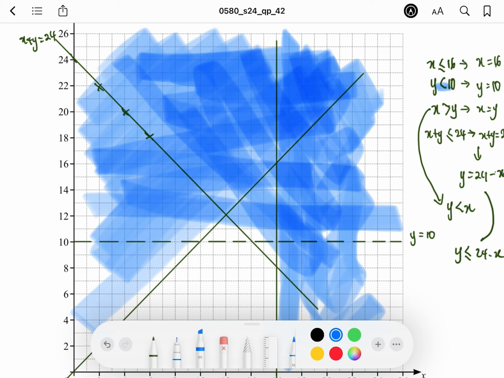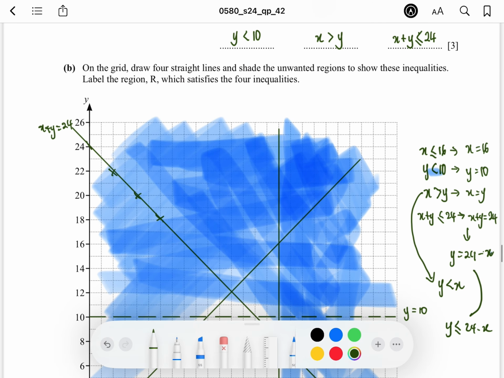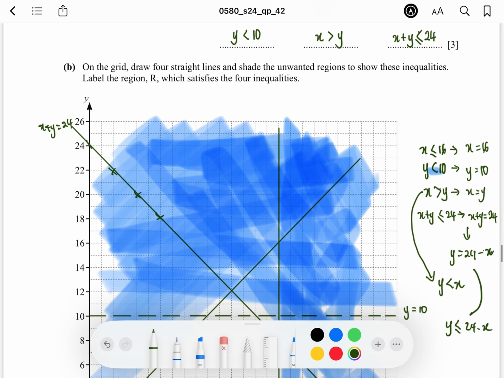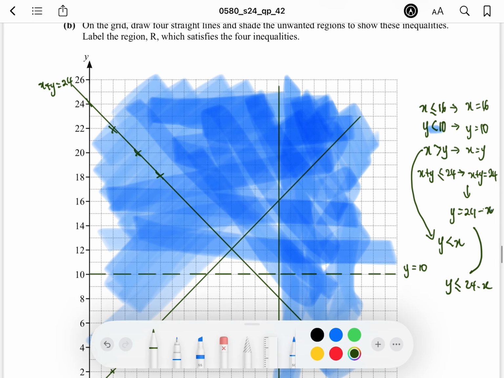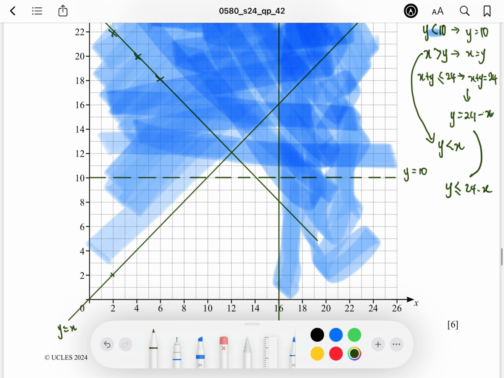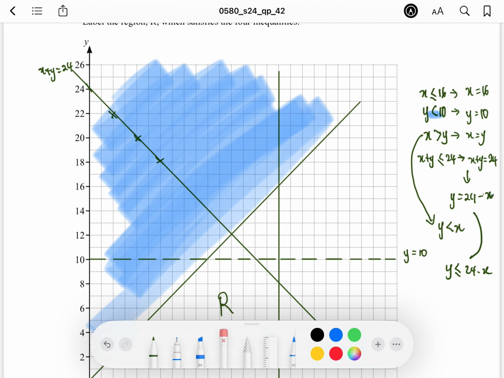Alright. So, label the region R which satisfies the 4 inequalities. Where does it satisfy the 4 inequalities? The shaded place or the unshaded place? Unshaded. Because the shade must be there. Okay, how do you shade? How? Don't shade like that.